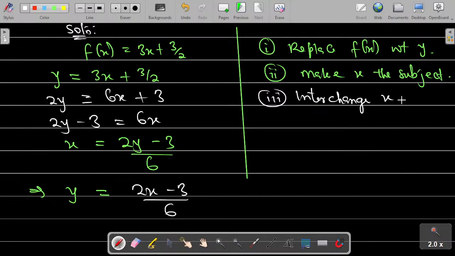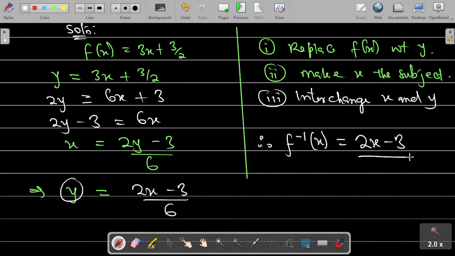Interchange x and y. So look at why that is the last step. This y that you have here now is not the original y you were given. This is actually the f inverse that you are looking for. Therefore, just remove it and replace it with f inverse. So our f inverse of x is therefore equal to 2x minus 3 all over 6. And that is the required solution to that problem.